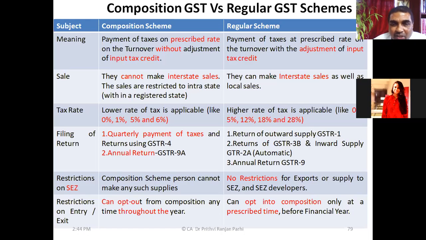What are these returns? We'll be learning a separate chapter on GST returns. At that time, these things will be clear to you. Okay. Now you just keep one thing in mind: a composition dealer pays tax quarterly and a regular dealer pays tax monthly.